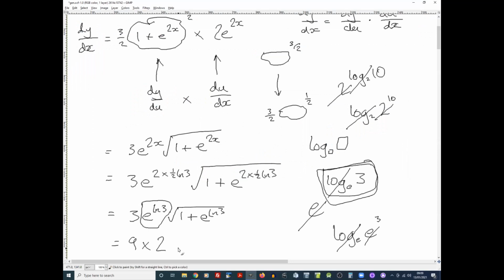Okay. Yeah, okay. Thanks. It's useful to be on board with all of that cancelling, especially when you've got exponential functions, obviously. Yeah. Okay.